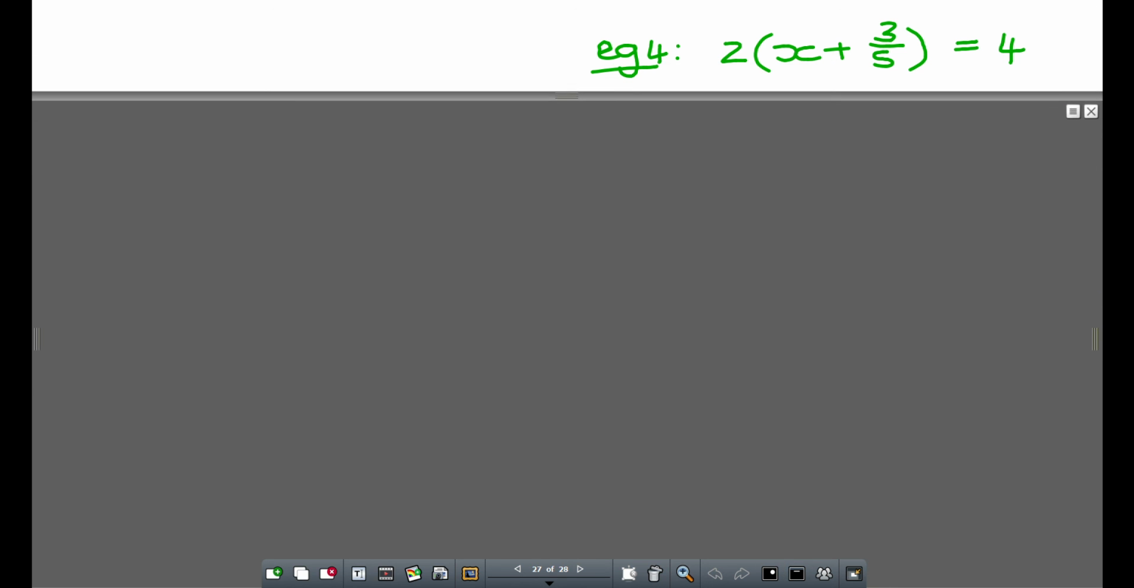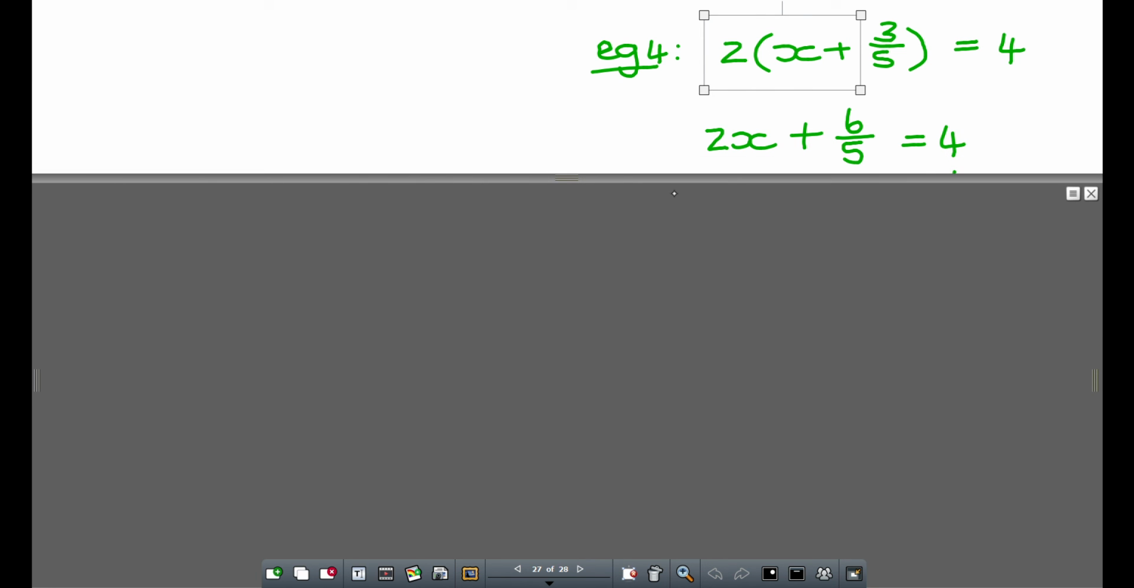Okay. 2 bracket x plus 3/5 equal to 4. Okay. Have a look at your steps. We first got to get rid of the brackets. And how do I do that? How do I get rid? I'm going to multiply that 2 into my bracket. So you're going to have 2x plus 6 over 5 is equal to 4.